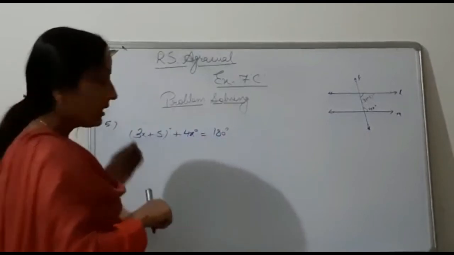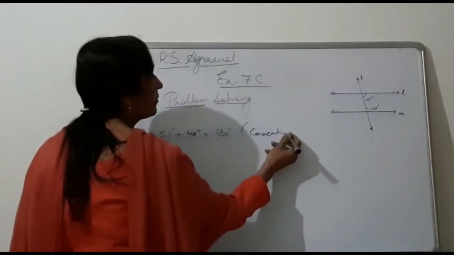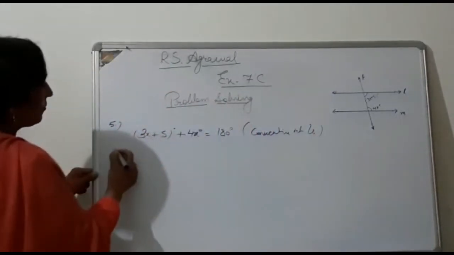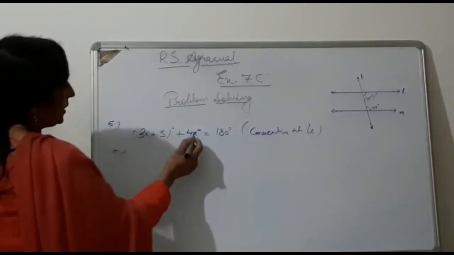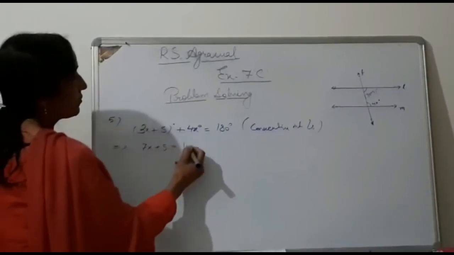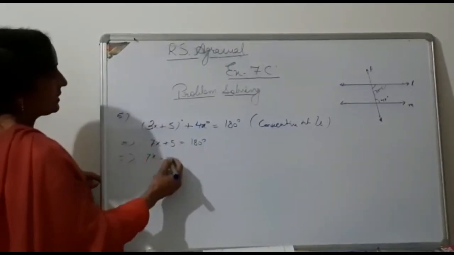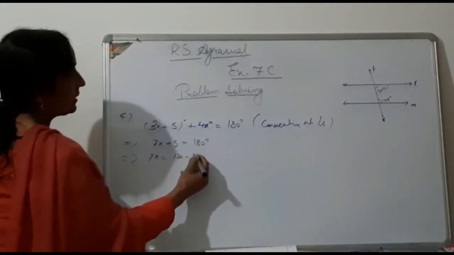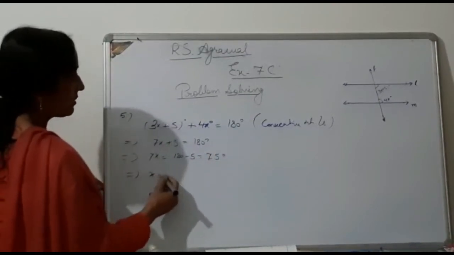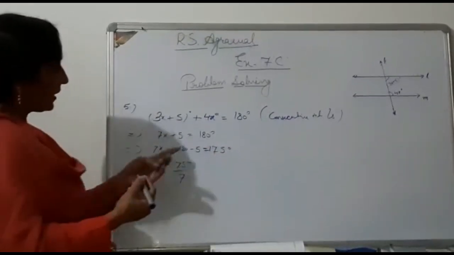Sidewise we will write that both are consecutive interior angles. Okay. Now 3x plus 4x, 7x plus 5 is equal to 180 degree. Now 7x is equal to 180 minus 5 is equal to 175 degree. Now x is equal to 175 by 7.